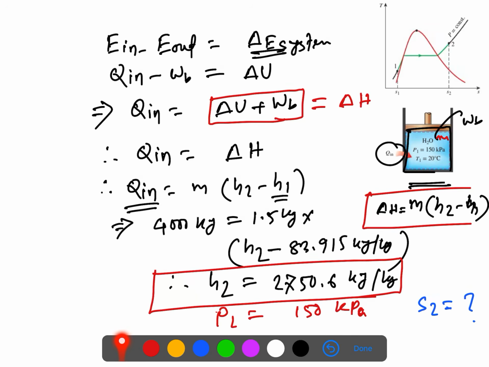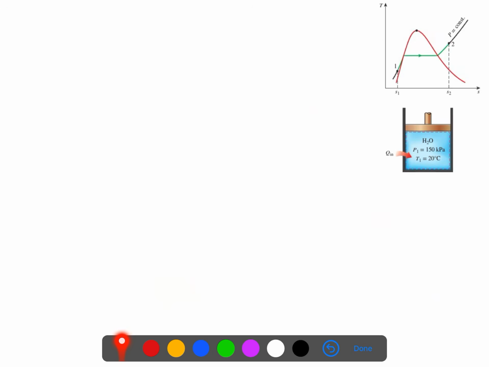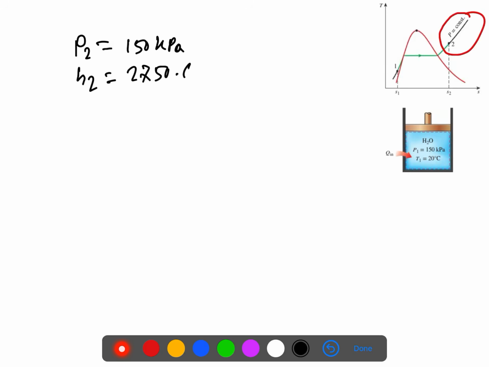Right, so we need to use table A6, because the final state is actually a superheated region. Table A6 is for the superheated properties. So we can write here, P2 is equal to 150 kPa and h2 is equal to 2750.6 kJ/kg. This question is a little bit lengthy. We need s2, so table A6.